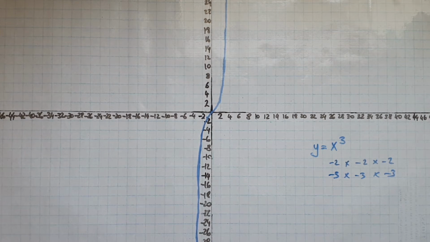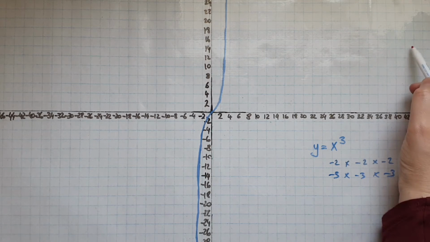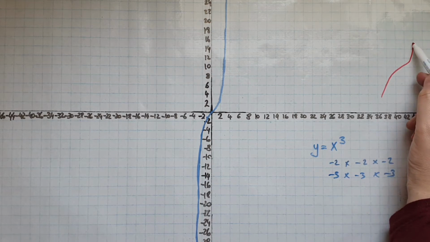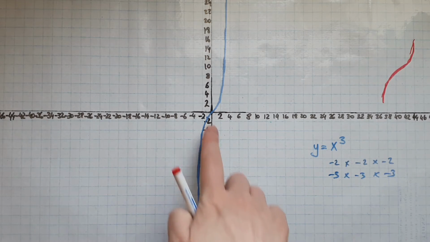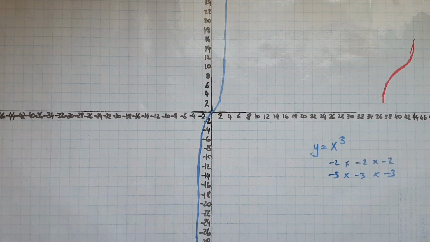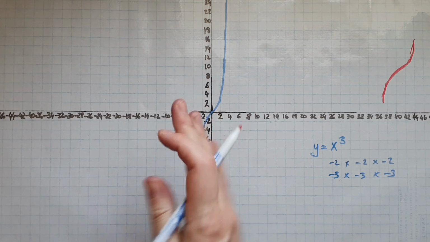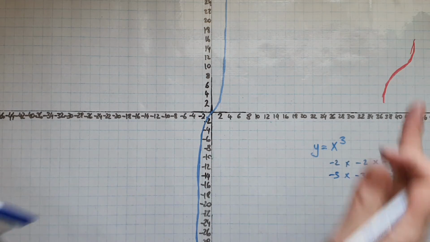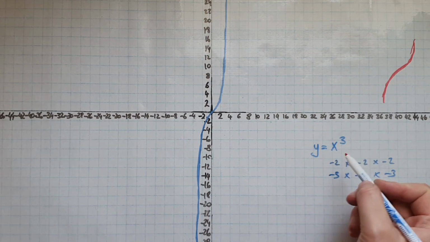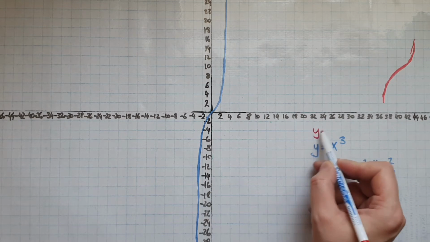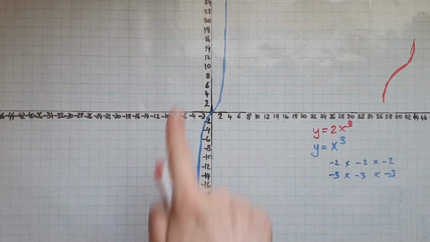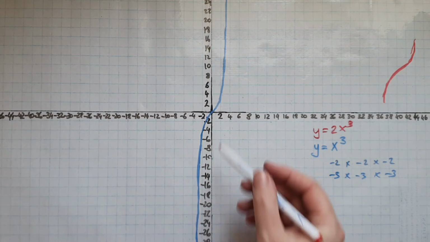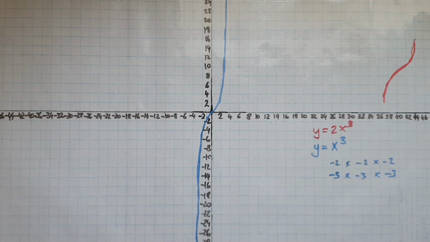So the graph looks something like this. So it has this kind of shape. And it crosses the origin. Sometimes it's wider, sometimes it's narrower. So if you had, for example, y equals 2x cubed, then you'd have to double the y.